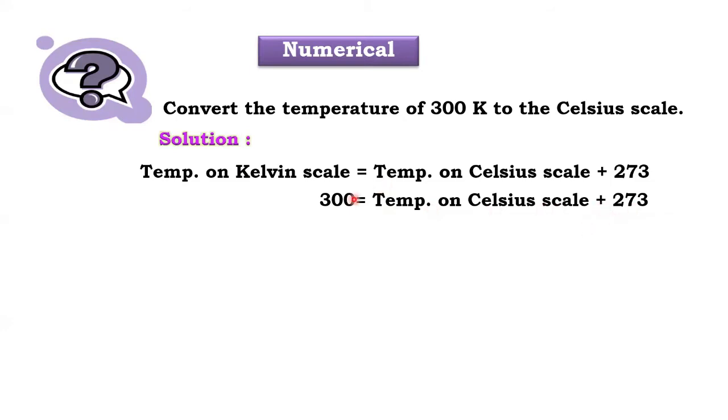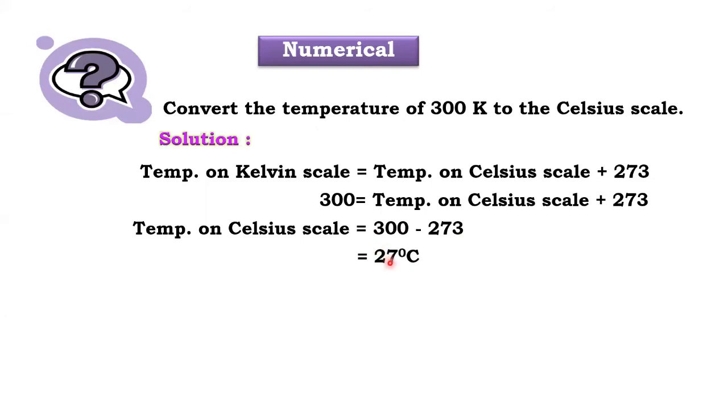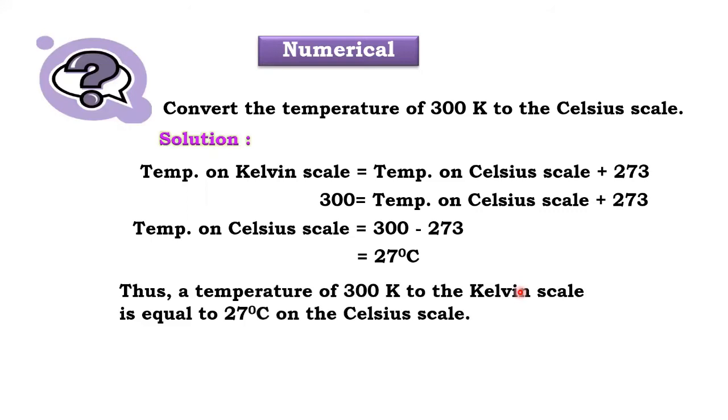Okay. Now to get the answer, we'll simply shift 273 to that side. Since it is plus over here, it will be minus on the other side. So temperature on Celsius scale will be equal to 300 minus 273. Once you subtract, you'll get 27 degrees Celsius. So 300 Kelvin is equivalent to 27 degrees Celsius. I hope you have understood it well. Thus a temperature of 300 Kelvin on the Kelvin scale is equal to 27 degrees on the Celsius scale.